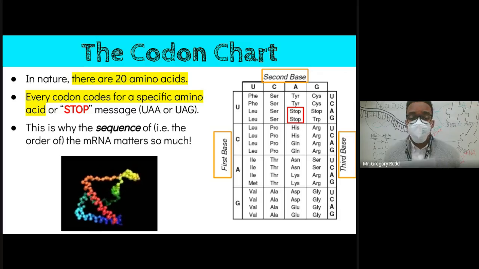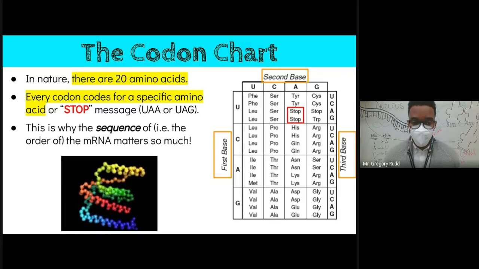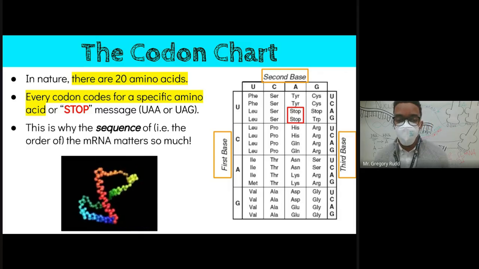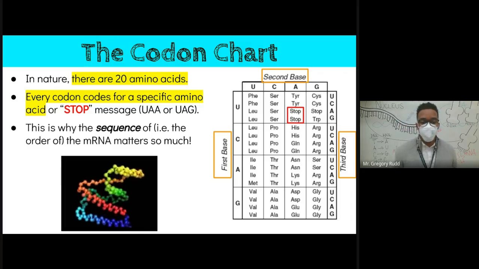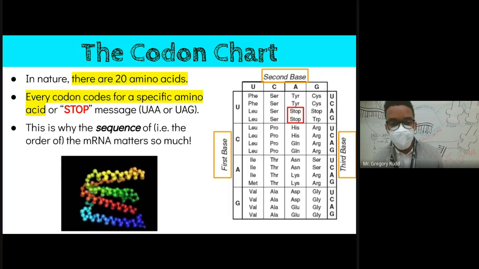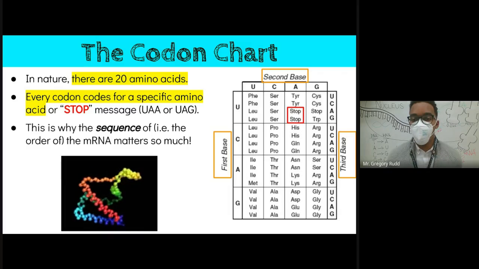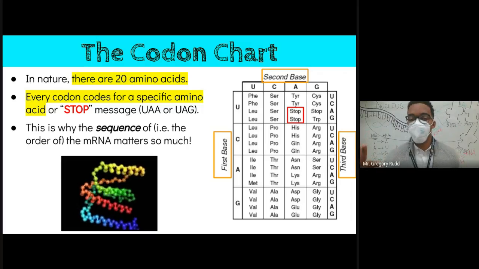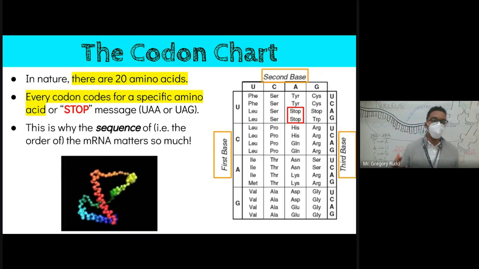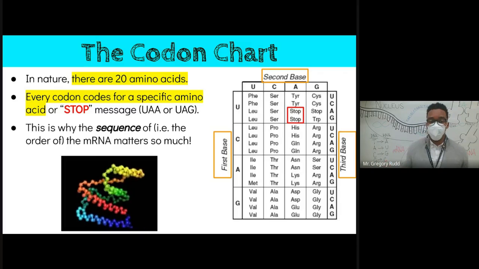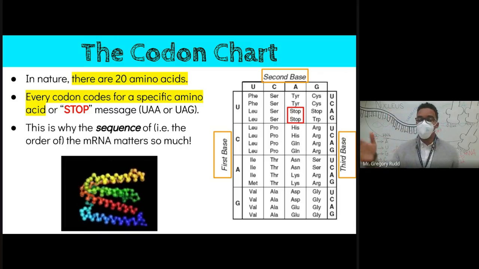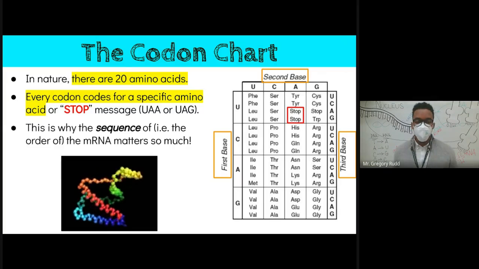Before we move on, I just want to mention that this is why the sequence of the mRNA matters so much. Because, for example, UUC is not the same thing as UCU. Even though we've only switched around two letters, that's going to give us a totally different amino acid. So this is why the order is so important, because we're going first, then second, then third. So just be aware of that.